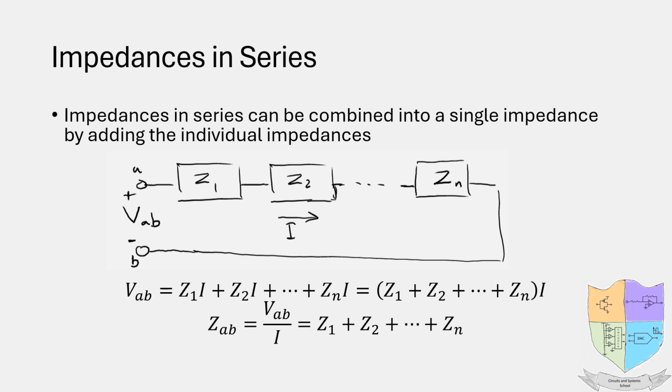To understand why, consider the impedances illustrated here and note that because they are in series, the same current goes through all of them. The voltage VAB is the sum of the individual voltages appearing across each impedance. Using the general VI relationship, we can write an expression for VAB and finally obtain an expression for the equivalent impedance, which is the sum of the individual impedances.